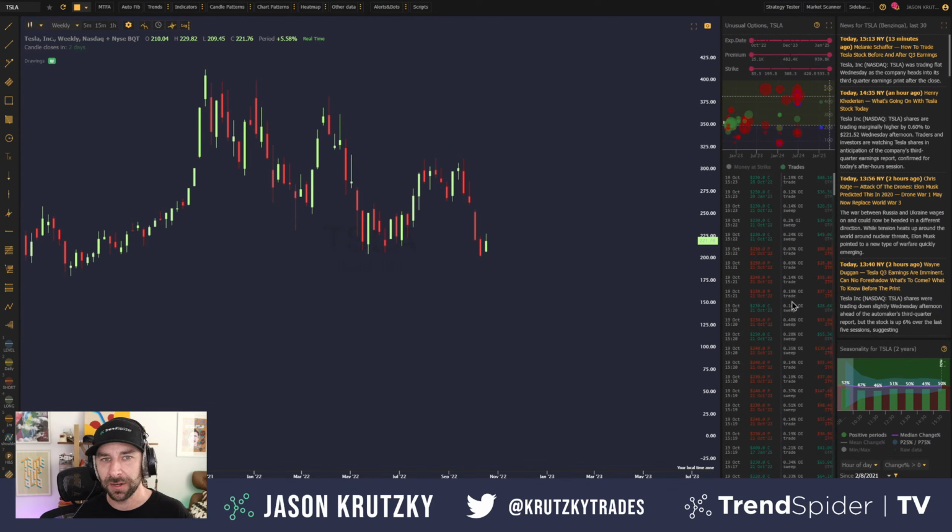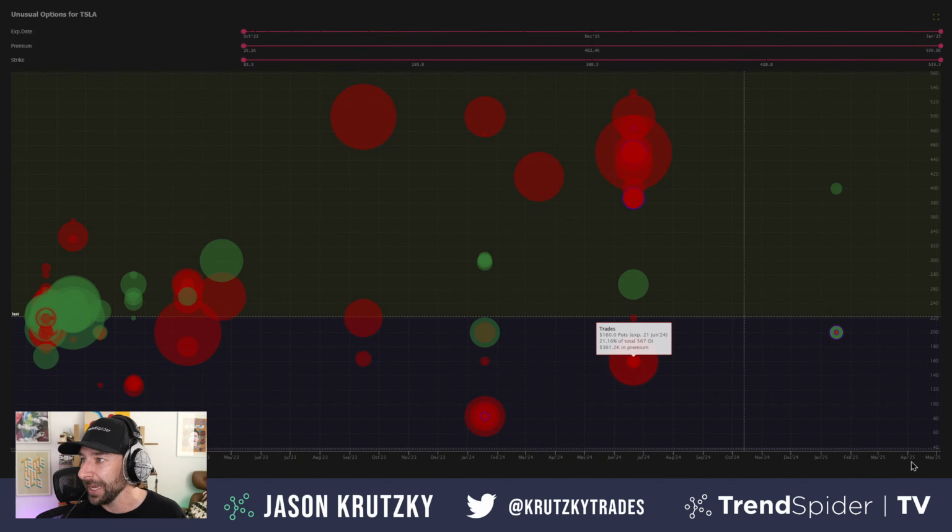Now, up here, we have this dot plot graph, and this dot plot graph allows us to see all of the biggest orders and also the distribution of those orders in a number of different ways. From left to right, we're seeing time, the expiry for the options contracts. On the left-hand side, you've got October of 2022 right now, and on the right-hand side, you've got all the way out to May of 2025.